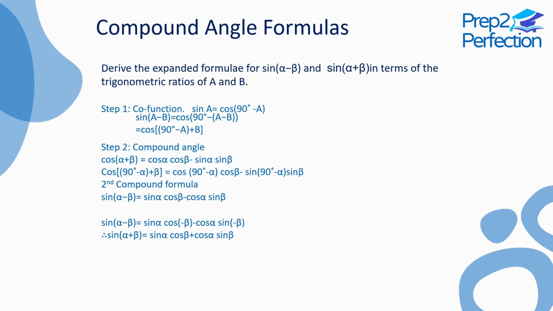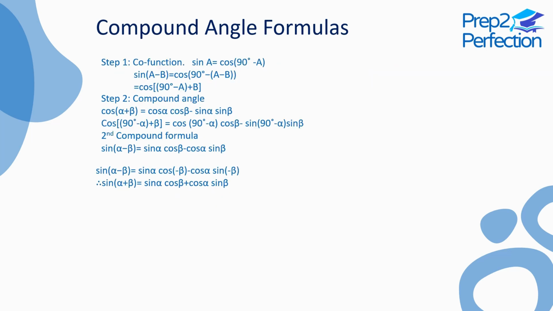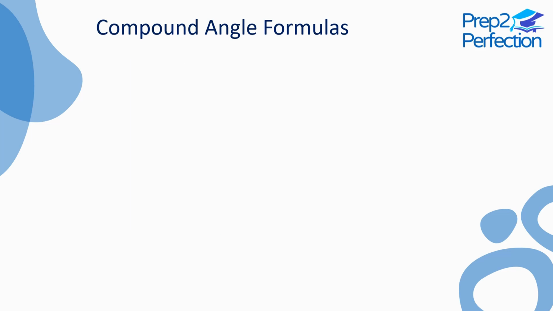This will give us sine (a plus b) equals sine a times cos b plus cos a sine b. Though that was our final answer, we can also write the final answer for sine (a minus b), which is sine a minus b is equal to sine a times cos b minus cos a sine b. Now we're going to look at a couple of practice questions.